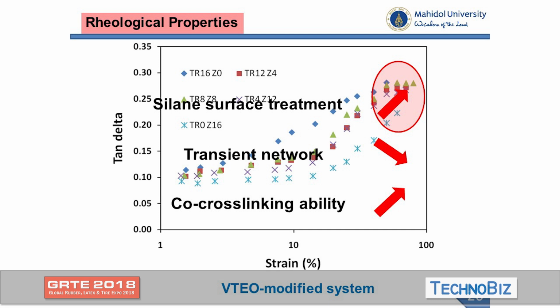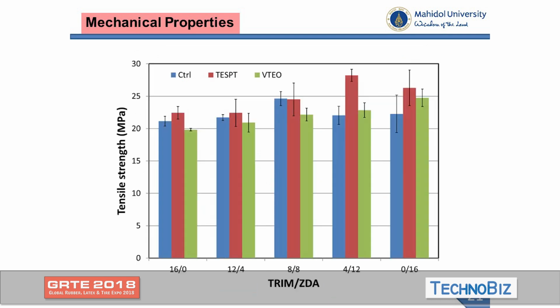at the high strain region, the plateau of the tan delta can be observed. And this means that by the use of the silica surface treatment of the VTEO silane, the transient network can be decreased. At the same time, as we can see from the cross-link density result, the co-crosslinking ability is responsible for the plateau region of the tan delta right here.